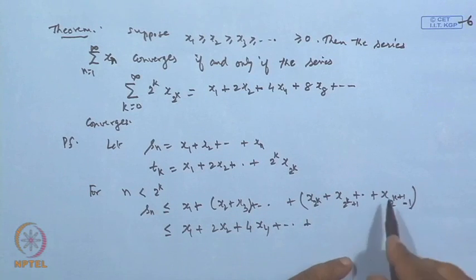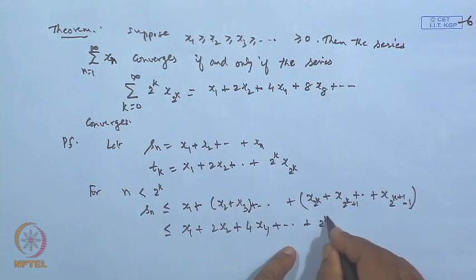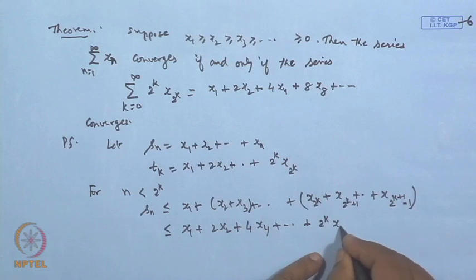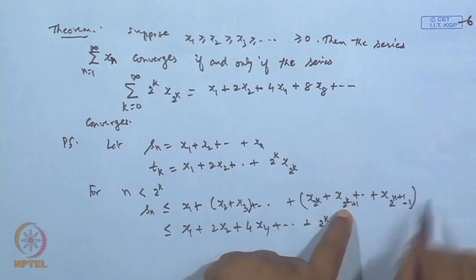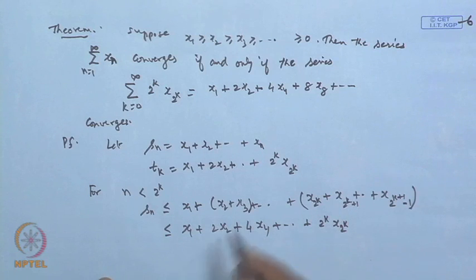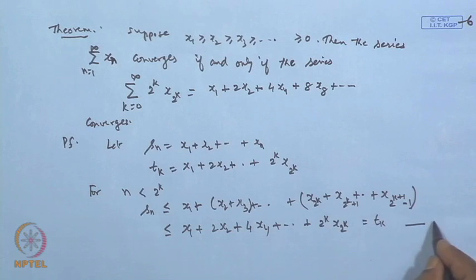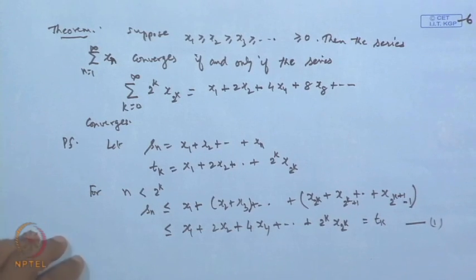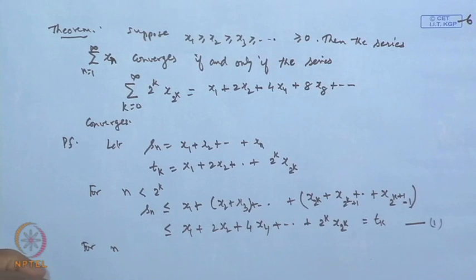What will happen to this? There are only 2 to the power k terms. So, 2 to the power k into x 2 to the power k. This will be, because this is the smallest term and this is the largest term and the rest are decreasing, is it not? So, it will be less than this, but this term is nothing but what? T k. So, what we get is that S n is less than or equal to T k, okay. This is one thing. Now, for n, let us take n to be strictly greater than 2 to the power k, and then again you rewrite suitably.